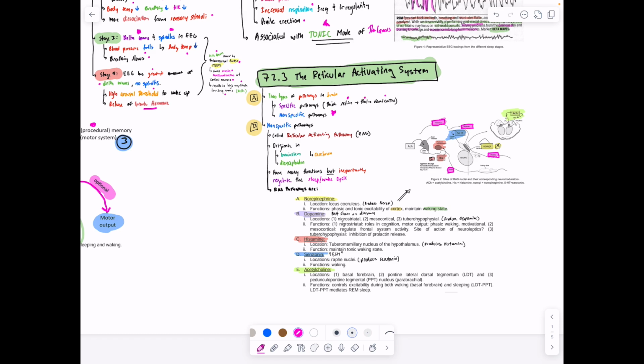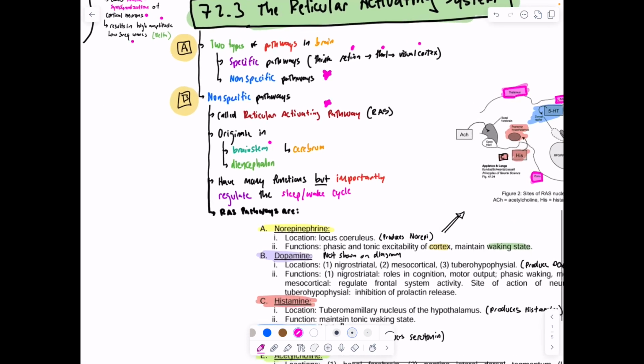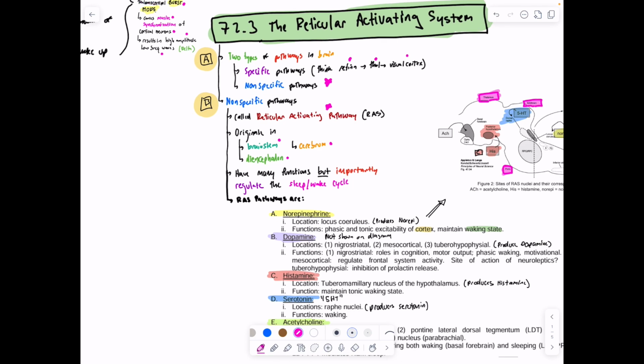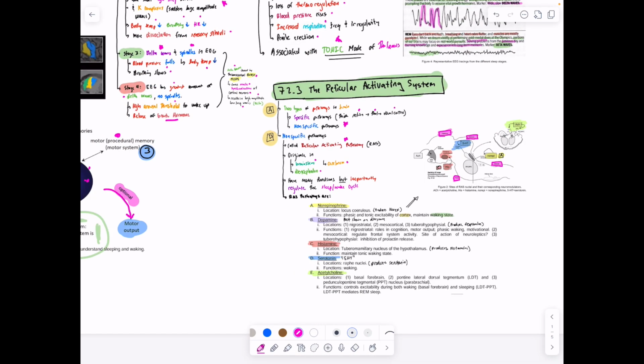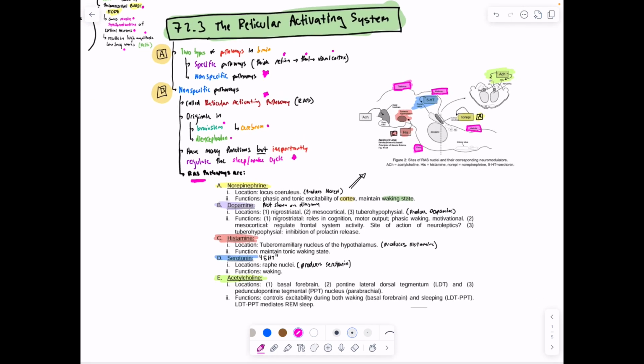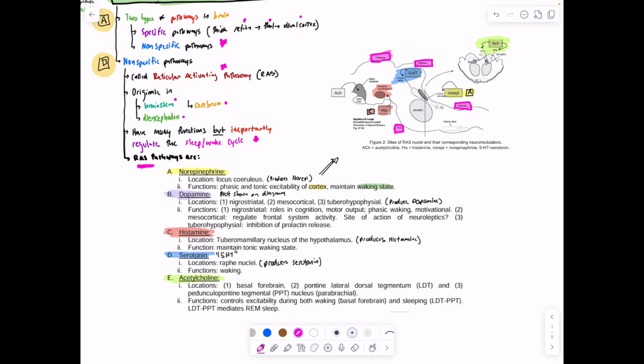And so these non-specific pathways are called the reticular activating pathways, RAS. They originate in the brainstem, cerebrum, or diencephalon. We love the diencephalon, thalamus, hypothalamus. They have many functions, but importantly, they regulate the sleep-wake cycle. And importantly, we have a number of different nuclei for the reticular activating system that are important because we're going to define them as either pro-sleep or pro-waking.